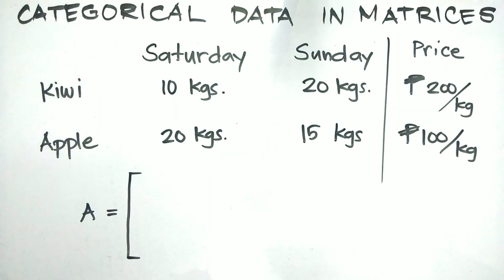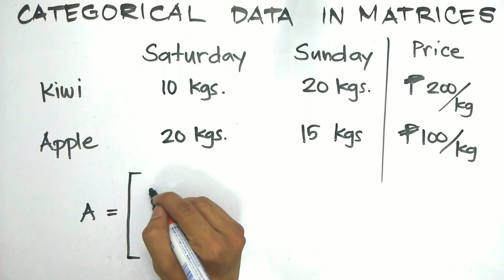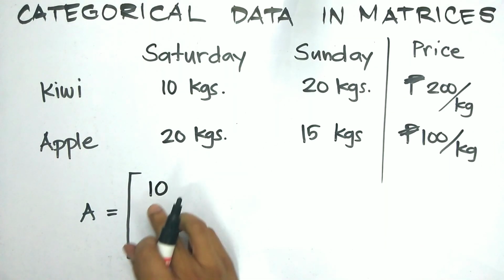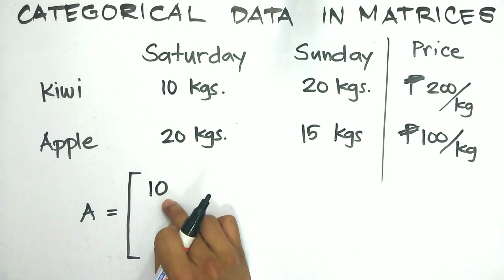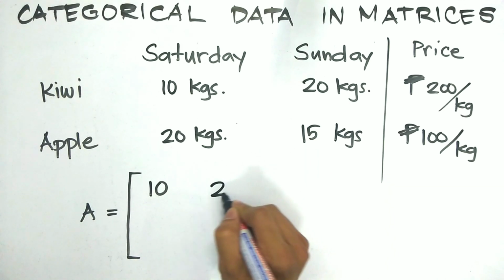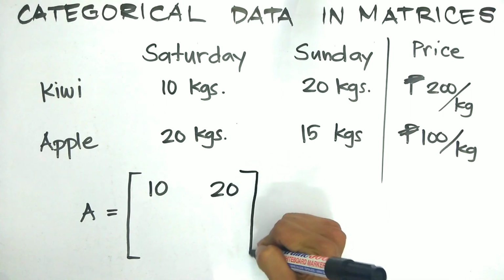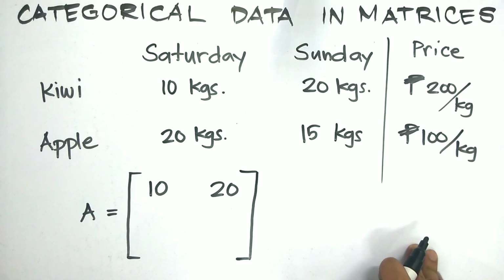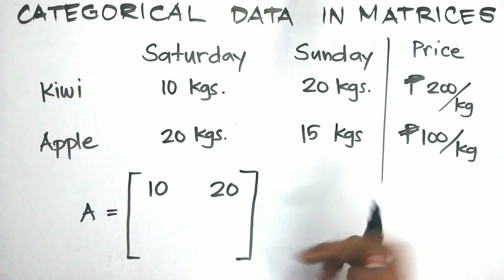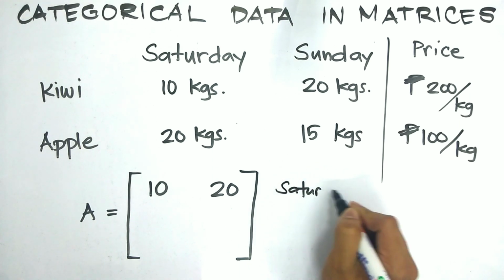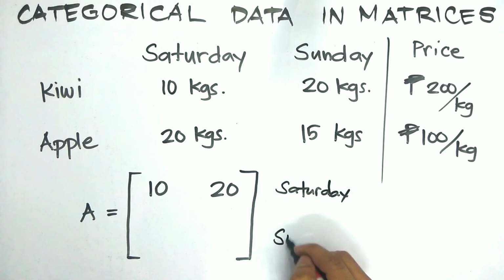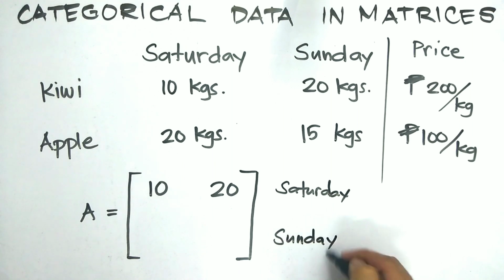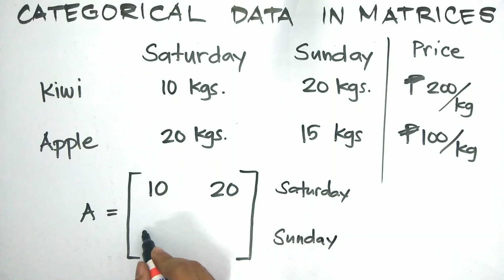This would be 10 kilograms of kiwi and 20 kilograms of the apple. So let's make this row the number of fruits that he was able to sell on the Saturday. For the Sunday, the following day, he was able to sell 20 kilograms of kiwi and 15 kilograms of apples.